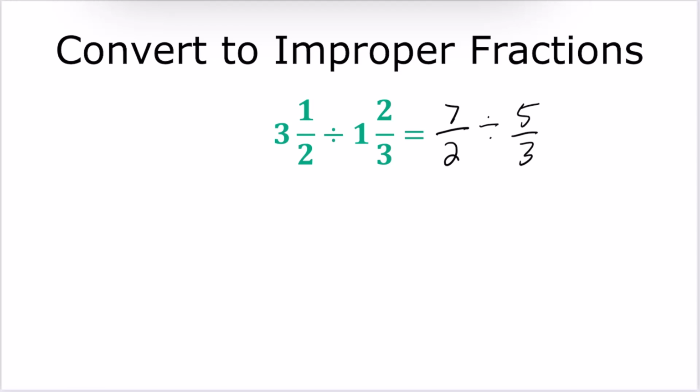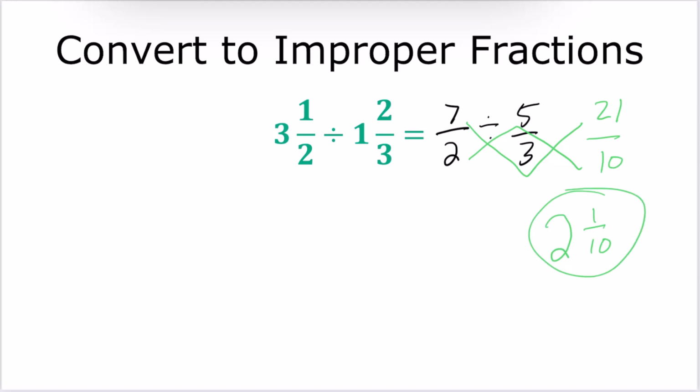And if I multiply these in a zigzag pattern, 7 times 3 equals 21, 2 times 5 equals 10. And when I change that number into a mixed number, I'm going to have 2 wholes and 1/10 left over. So we get the same answer that we got with the number line method, but calculation-wise, it's a lot easier. And you could have also done this as 7 halves times the reciprocal of 5/3, which would be 3/5. And you would still get that answer 21/10.